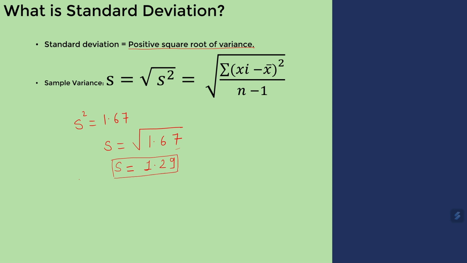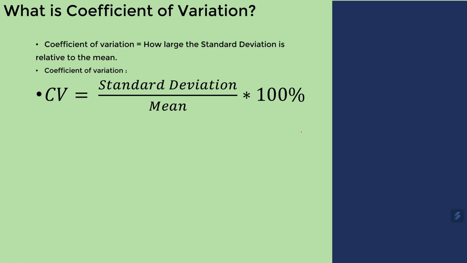That's it. Very simple. Let's move on to the next one, which is coefficient of variation. The definition says how large the standard deviation is relative to the mean. Let me explain this concept with the help of an example.